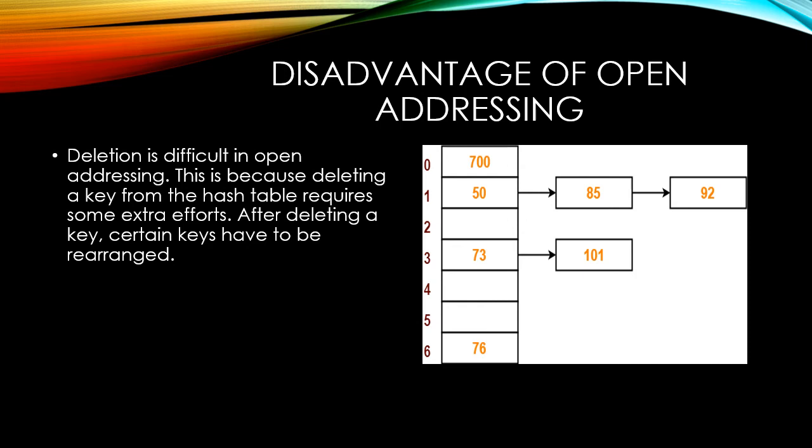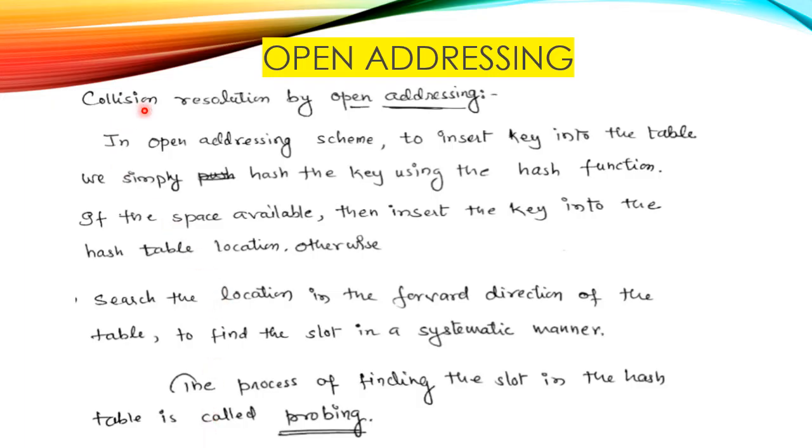So this is the disadvantage of open addressing, as we discussed in the previous slide, that if you delete the elements there, then we have to rearrange or rehash the whole hash table. Okay, this is the main disadvantage of this open addressing. Okay, so next one is open addressing.